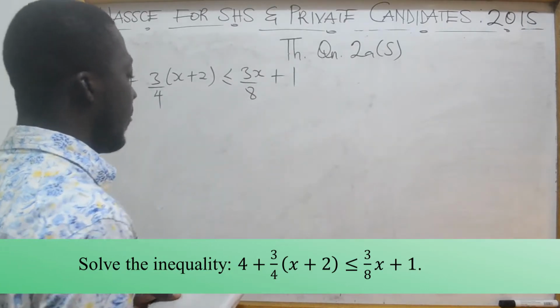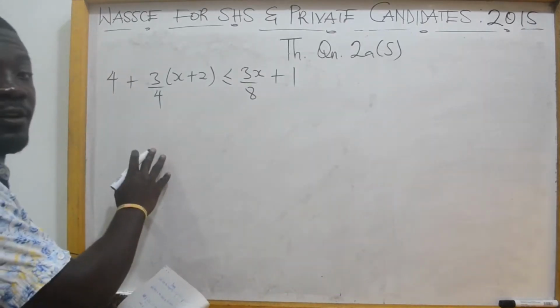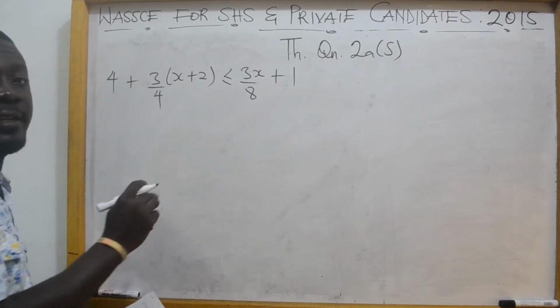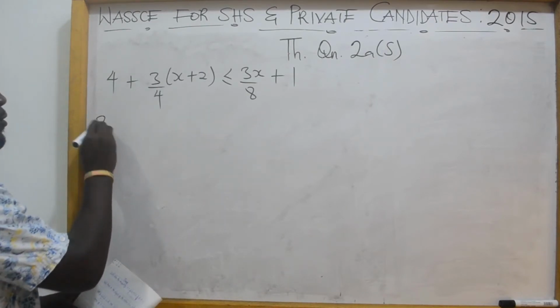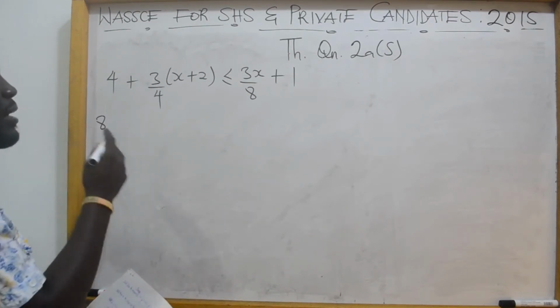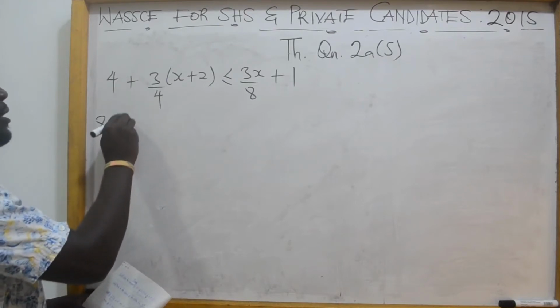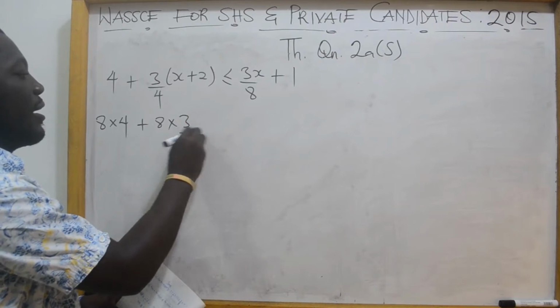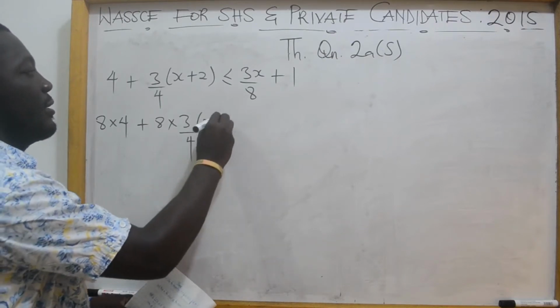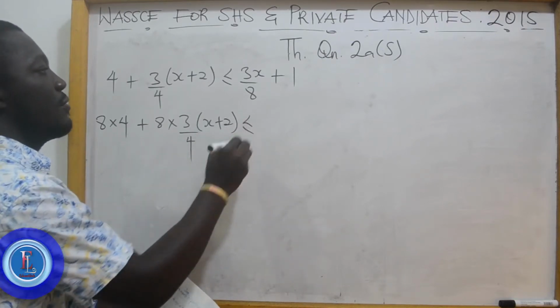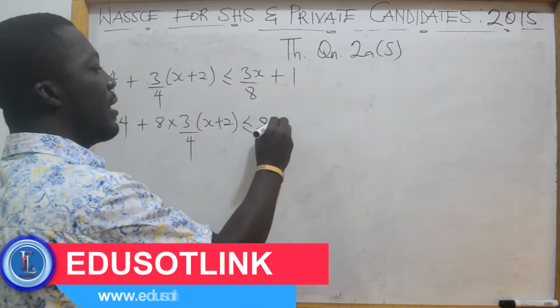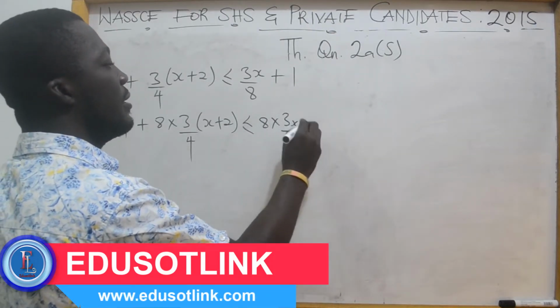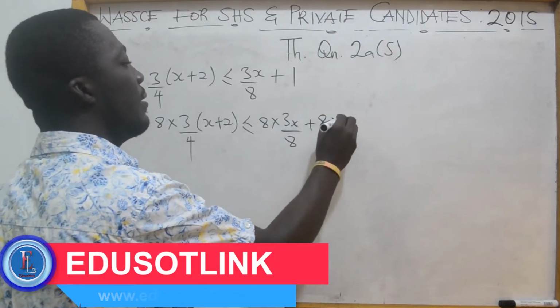plus 1. And the least common denominator between 4 and 8 is 8. So we pick it and multiply by each of the terms. So 8 times 4 plus 8 times 3 over 4 bracket x plus 2 less or equal to 8 times 3x over 8 plus 8 times 1.